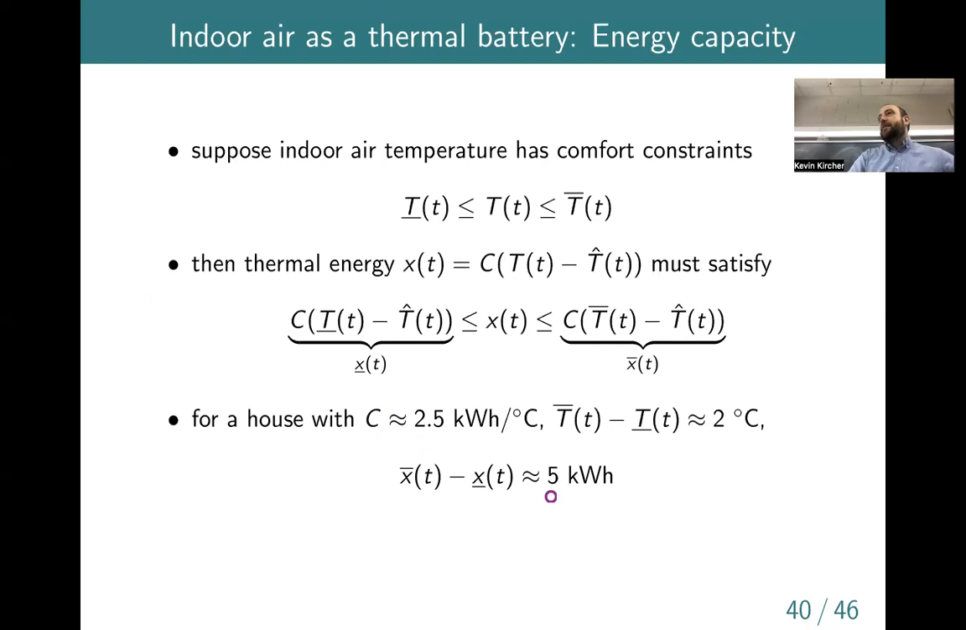So I mentioned that a Tesla Powerwall stores 13.5 kilowatt hours, and it might cost $10,000 to $15,000, somewhere in there, to install on your house. So here we have about one-third the energy storage capacity, and it's basically free as long as you tolerate a little bit of temperature wiggling around in your house, I guess.